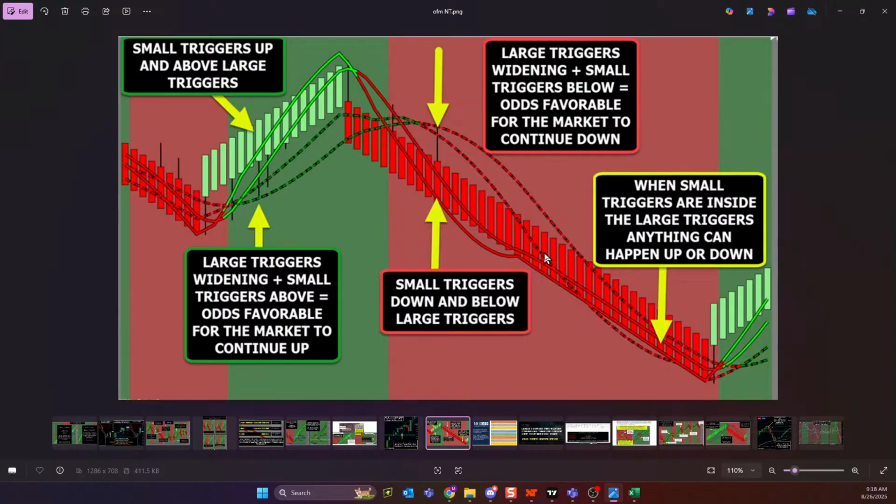And when the gap closes, when the small triggers work their way back inside of the large triggers, these are weak triggers, the opposite of strong, the absence of advantage. And when I have weak triggers, anything can happen up or down. Strong triggers has nothing to do with Fibonacci. Strong triggers is a separation between the triggers.